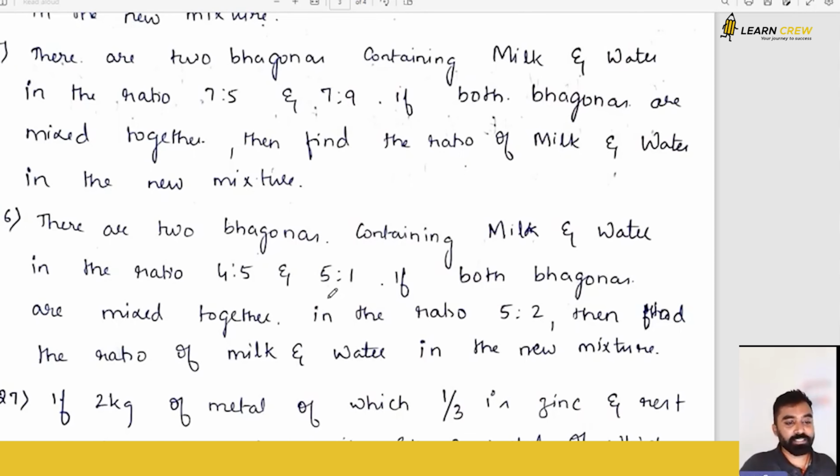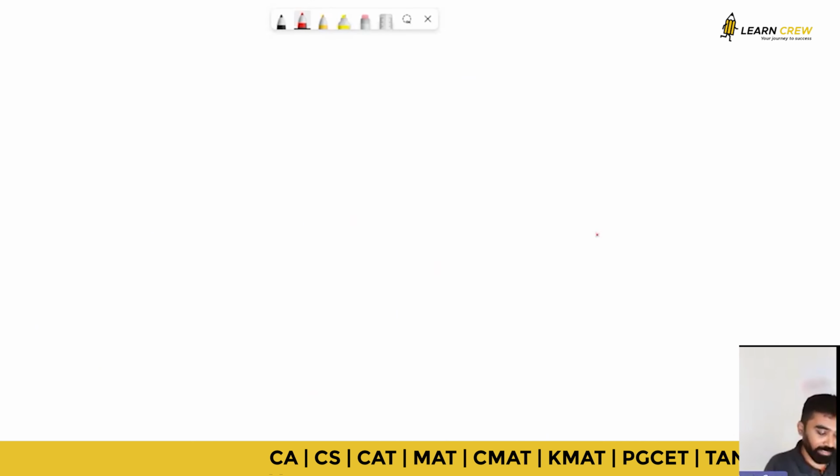Okay. 26, there is a small change here. Now they're telling there are two containers, 4:5 and 5:1, and both are mixed together in the ratio 5:2. Again, there is a ratio there. Then how will you play around with these? So let us see.